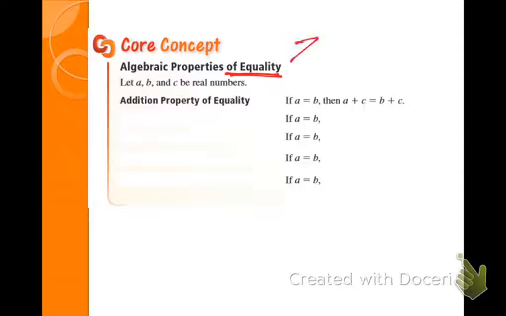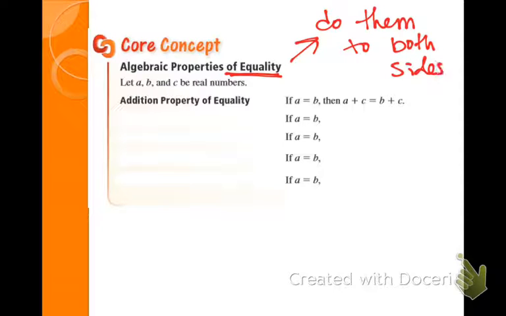So not quite, but when I say "of equality," you've heard this all in math: what you do to one side, you do to the other. So the reason we're calling these properties of equality is because we do them to both sides. To both sides. So here's what you're going to highlight.